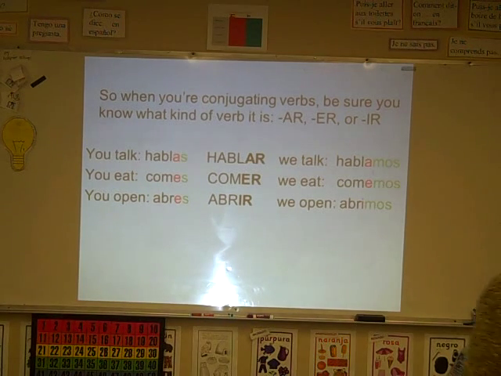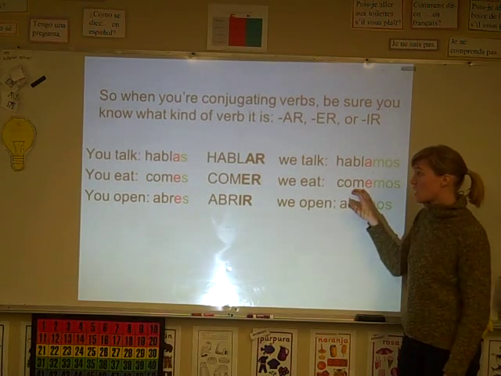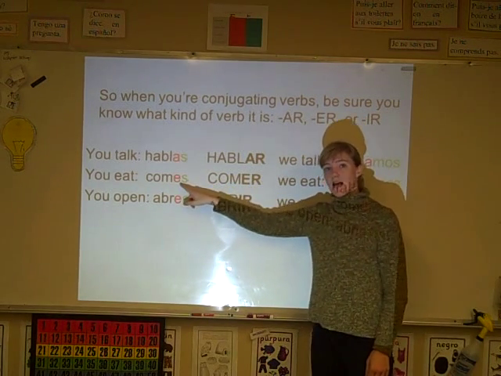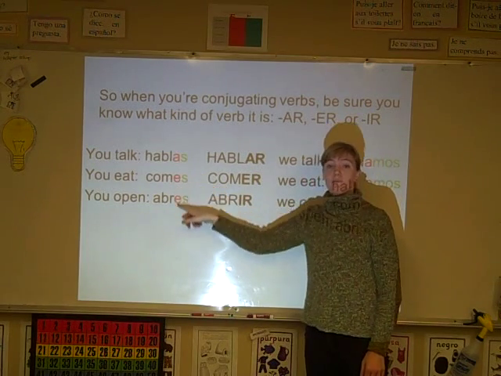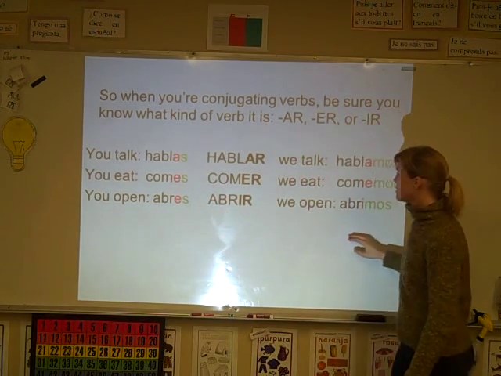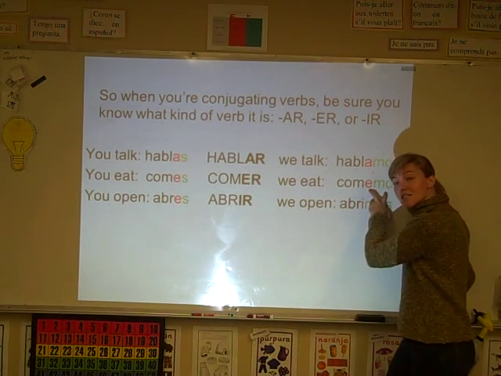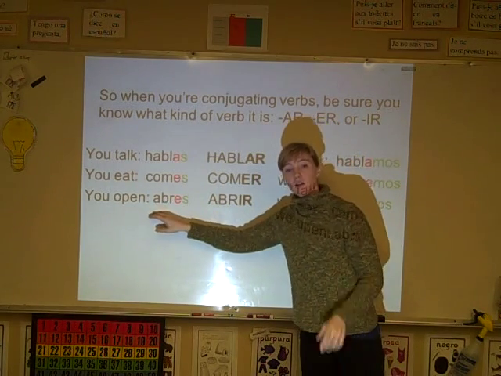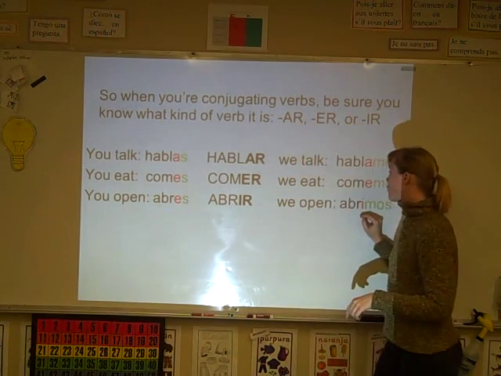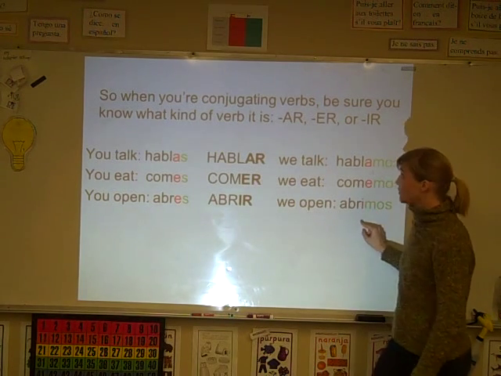With these verbs, you have to know more than one form so that you can check. If I only know comes, I don't know if it's an ER or IR verb because these verbs look the same in the tú form. So I look to the nosotros form, comemos, and I realize that this is an ER verb. For example, abrir, abres, you open, but we open, abrimos, with an I, so I know that it's an IR verb.